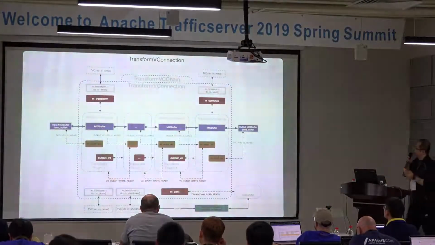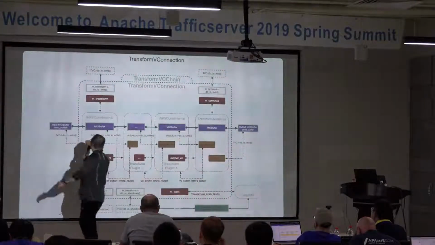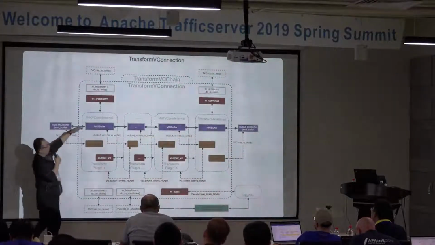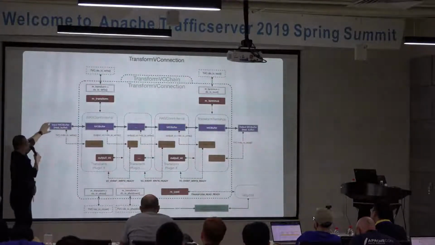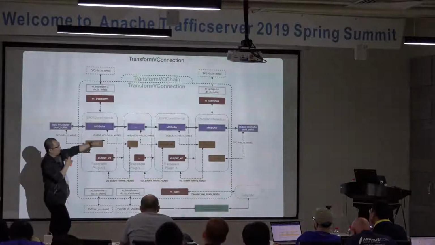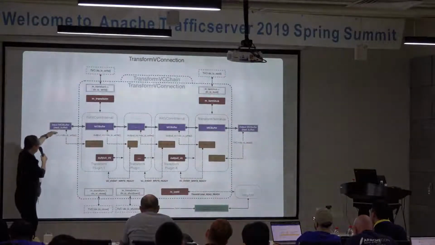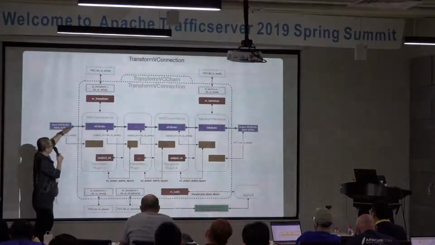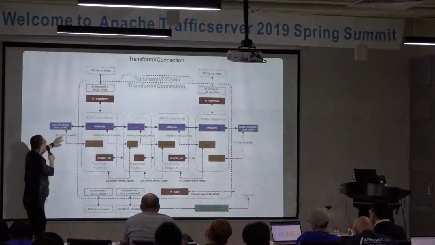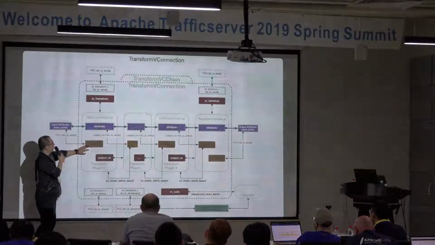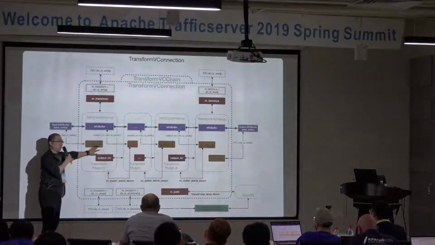This is a diagram. We can see the pipe. It's a unidirectional pipe. We have an input MIO buffer and an output MIO buffer. The input MIO buffer is sent to the first VConnection internal by do_io_write, which saves the pointer into the m_write VIO member.